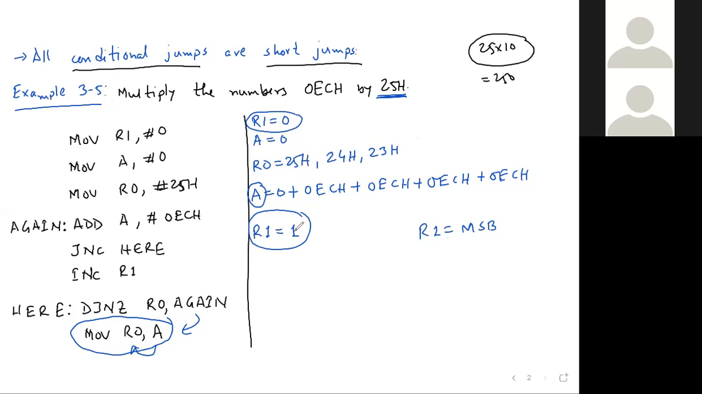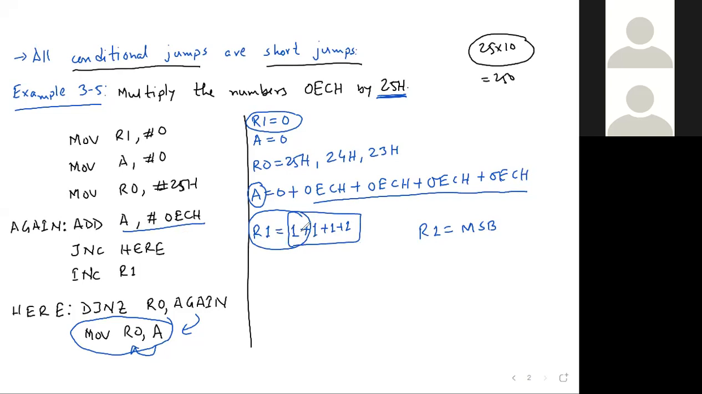Okay. So you are incrementing R1 every time there is a carry. Say for the first time there is a carry, you incremented R1, so R1 became 1. Next time you perform this addition again and you find another carry, again you will increment R1. So every time you perform this addition, if there is a carry, you increment R1. So try to understand what you are doing.